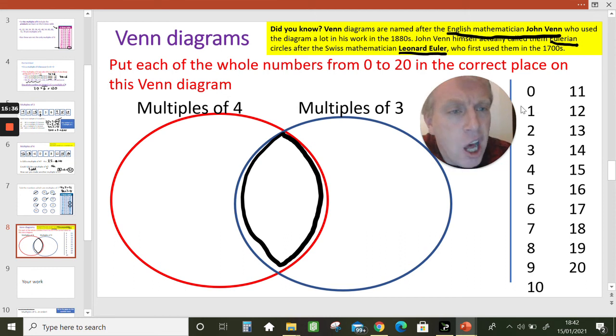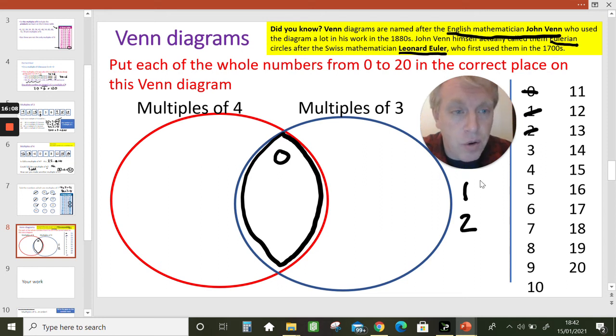Okay, right, let's start with 0. So I've got to go through all the numbers. 0. Where am I putting 0? Well, it's on the 4s and the 3s, so it's got to go in the middle. 1. Is 1 on the 4s? No. Is 1 on the 3s? No. Oh, where does it go? Well, it's not a multiple of 4, it's not a multiple of 3, so we put it outside the circles. 1. Same thing for 2.